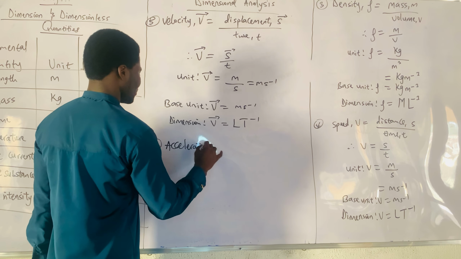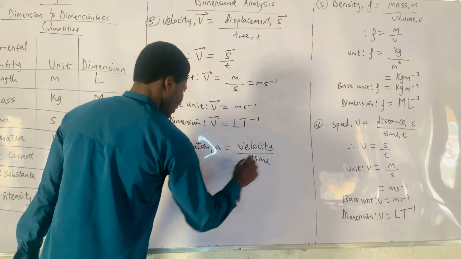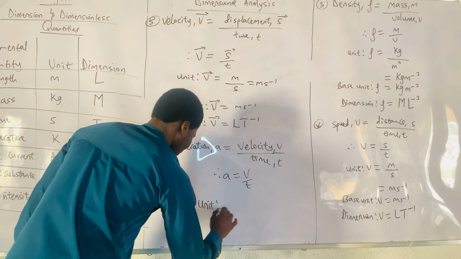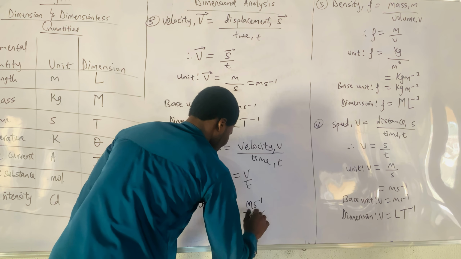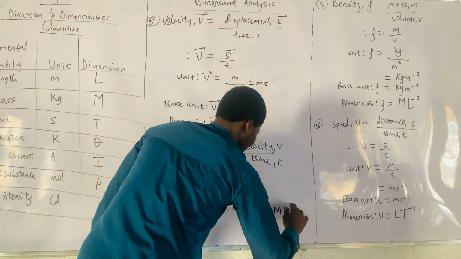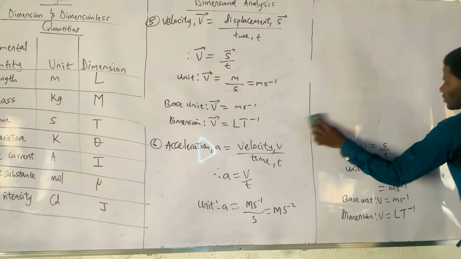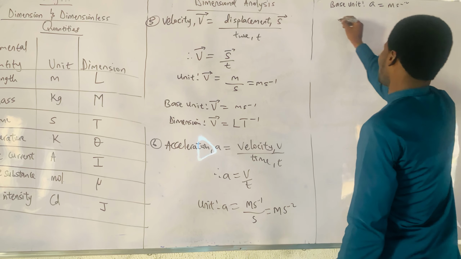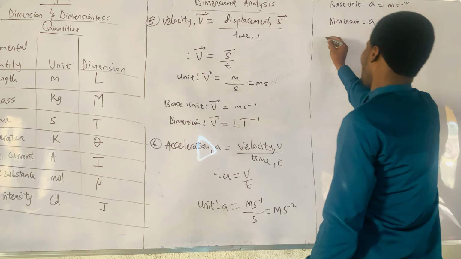Acceleration. Acceleration A is change in velocity over time. So we have A equals V over T. Unit. Velocity, that's last thing we just did, meter per second, over unit of time, seconds. So that gives us meter per second square. Meter per second square. Okay? Base unit still remain the same, meter per second square. Then dimension, that's L raised to minus 2. Let's look at force now.